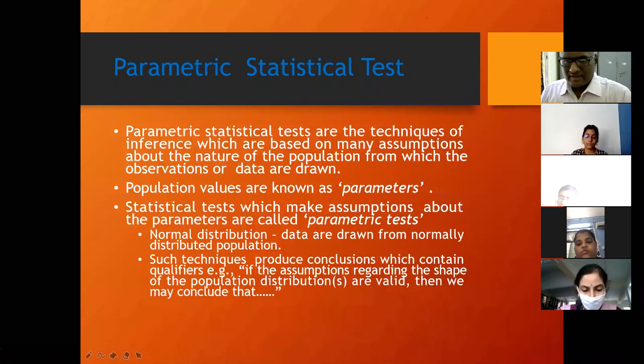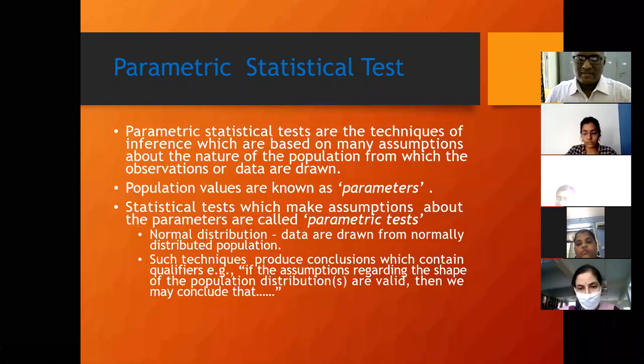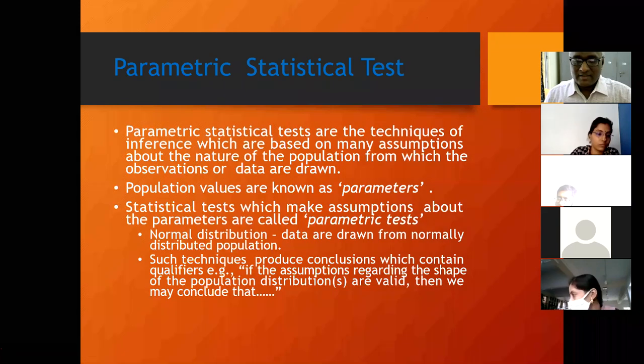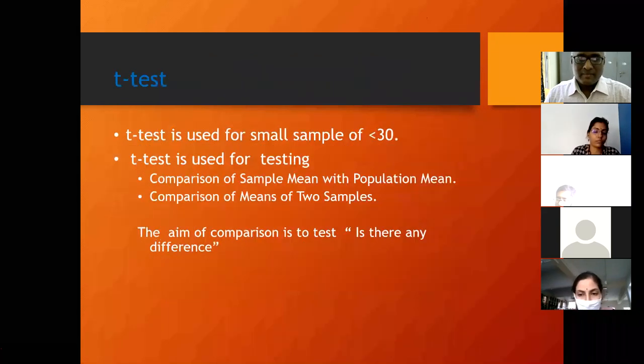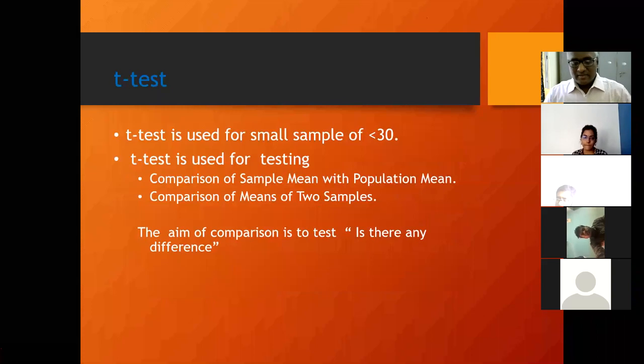And we have parametric statistical tests and non-parametric statistical tests. Usually, parametric statistical tests are used for numerical data, meaning data collected using interval scale and ratio scale. Non-parametric tests are used for categorical scale and the ordinal scale.